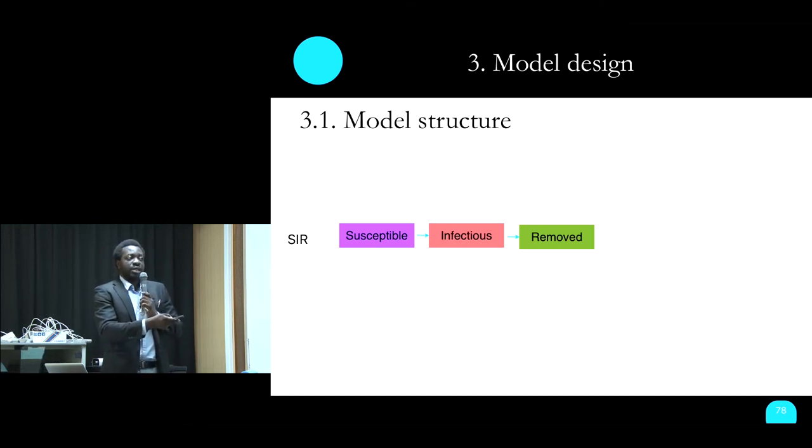We are working with SIR, meaning that we have susceptible. Once you leave the susceptible box, you become infectious, meaning that you can transmit the infection to other people. And the next step, you are removed, you are immune forever. So our model for today is the SIR model.